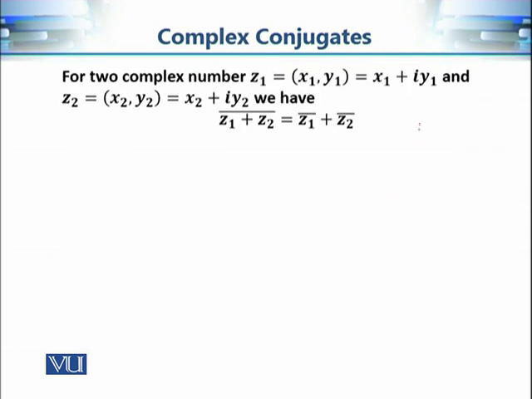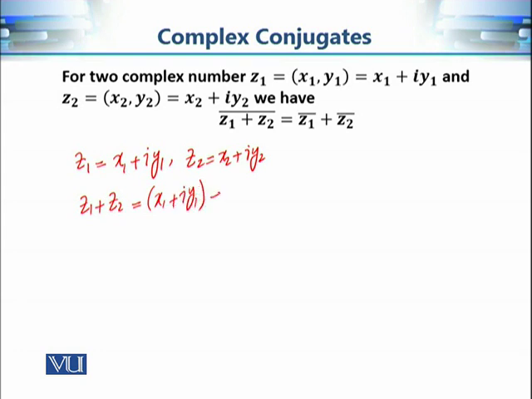Now let us start proving some simple properties of conjugate. If I have two complex numbers z1 and z2, then the conjugate of their sum is the same as the sum of the conjugates. So the proof of this property can be done in the following way. So if I have z1 which is equal to x1 plus iota y1 and z2 is equal to x2 plus iota y2, then z1 plus z2 is equal to x1 plus iota y1 plus x2 plus iota y2.